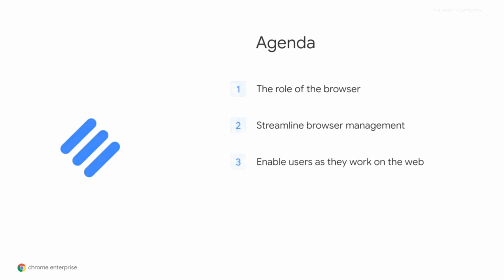I've got 4 sections I want to cover with you today, starting with the role of the browser in the enterprise, streamlining your browser management so you can support your devices, enabling your users as they work on the web with productivity features in Chrome, and securing your devices through extension management and security features. Let's get started.